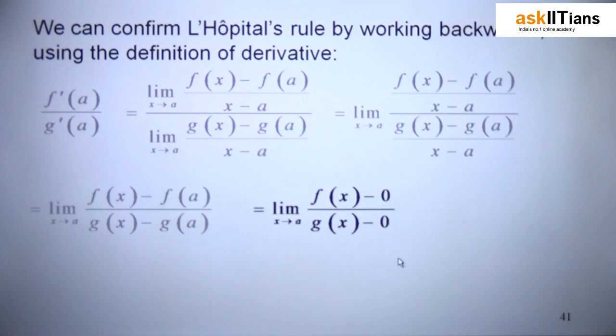So what we have just proved is that the limit of the function f(x) upon g(x) when x tends to a is equal to the limit of f'(x) upon g'(x) when x is tending towards a. Now let's take an example.